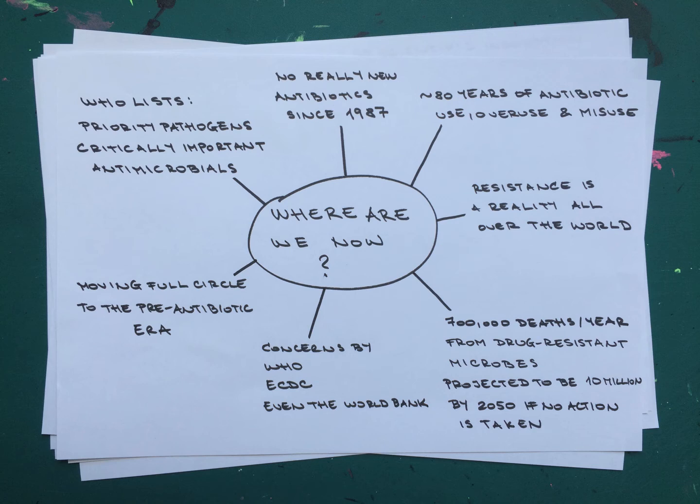So we are moving full circle into the pre-antibiotic era. To visualize this a bit better, if you had caught bacterial pneumonia in the 19th century, there was probably not much that could be done to help you. And there was a very good chance that you were going to die. In the 1960s, in the golden era of antibiotics, you would have gone to the doctor, gotten the newest, shiniest miracle drug, and you would most likely be fine.